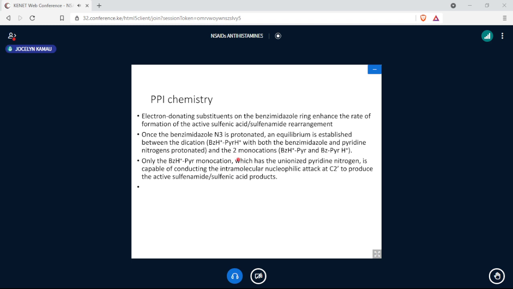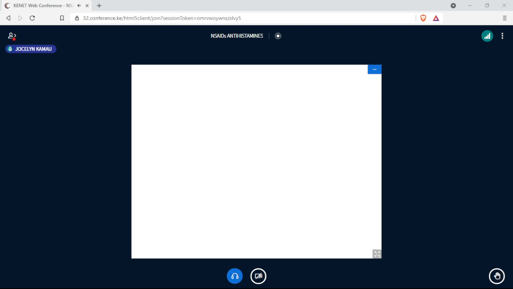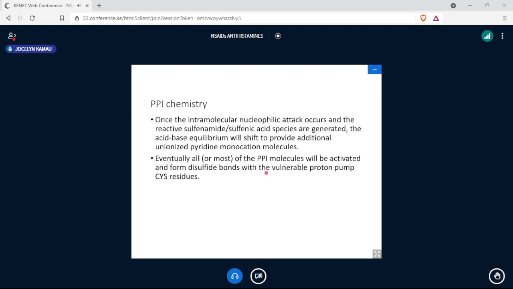Again, this is a repetition of whatever I've already explained. I said when you have this, it will be in equilibrium with that one and that one. This might be in low concentrations, but there will be that one and that one. It is this one that we require, because we require the highly nucleophilic pyridine, which is non-protonated, to attack the electrophilic carbon 2'. So please understand, this is something I've already explained.